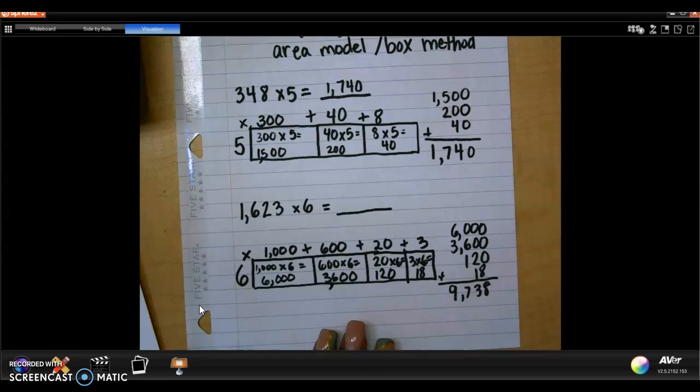I will leave some problems that you can solve and the answer key to it.